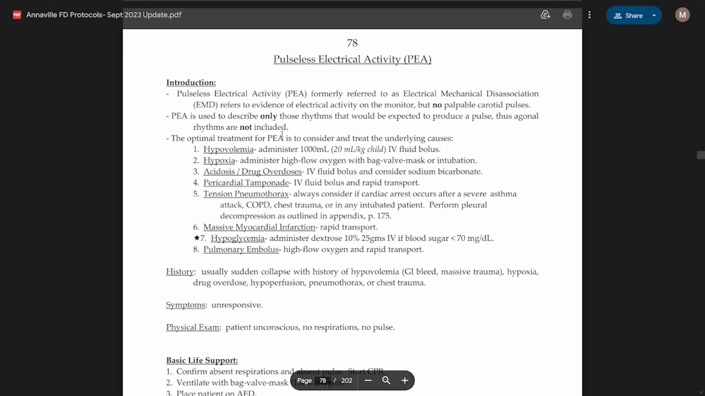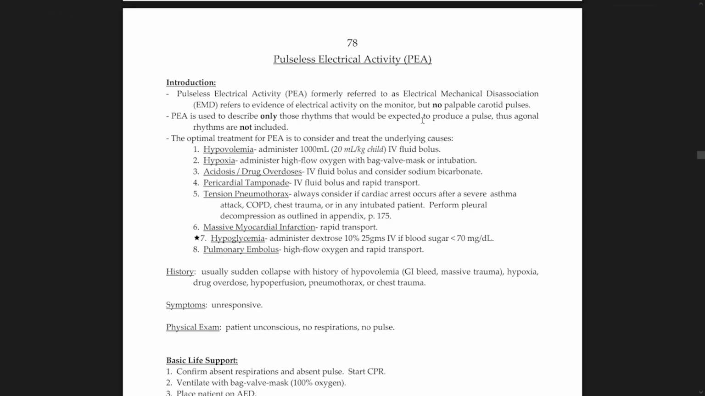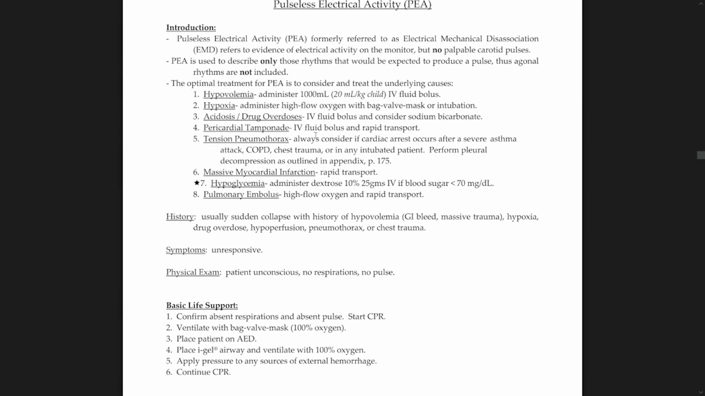PEA is used to describe only those rhythms that would be expected to produce a pulse, thus agonal rhythms are not included. The optimal treatment for PEA is to consider the underlying cause. Hypovolemia: administer an IV fluid bolus at 1,000 milliliters, or 20 milliliters per kilogram for a child. Hypoxia: administer high flow O2 with a BVM or intubation. Acidosis or drug overdoses: IV fluid bolus and consider sodium bicarb. Pericardial tamponade: IV fluid bolus and rapid transport.